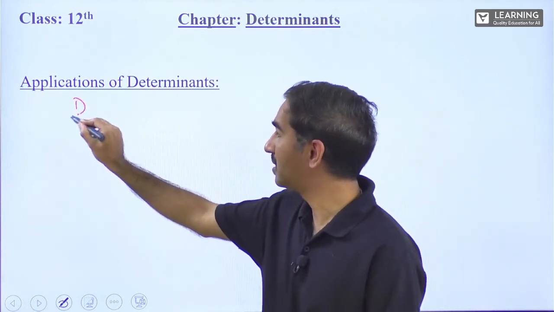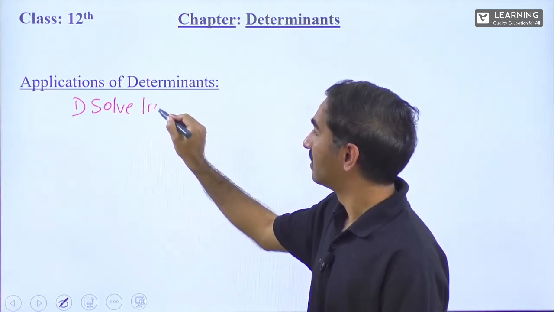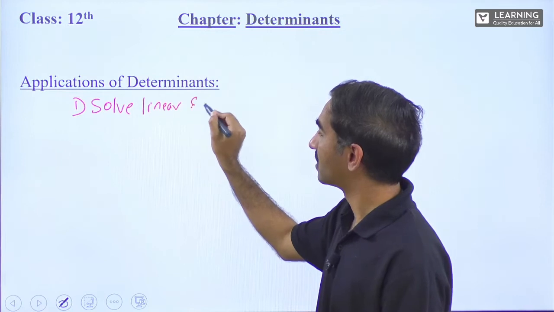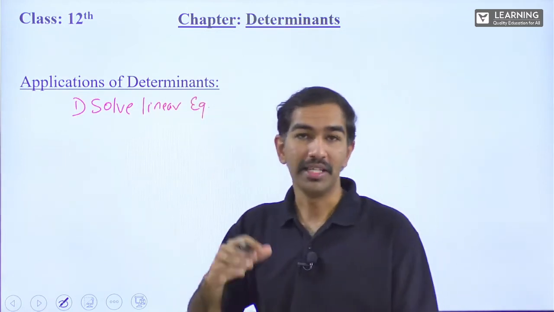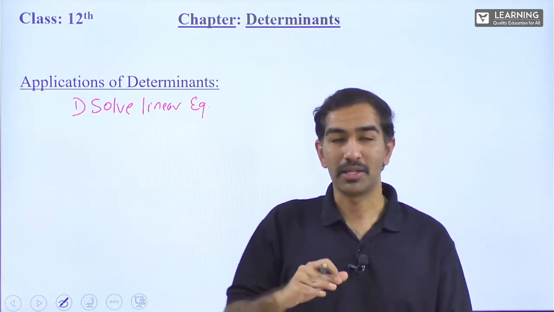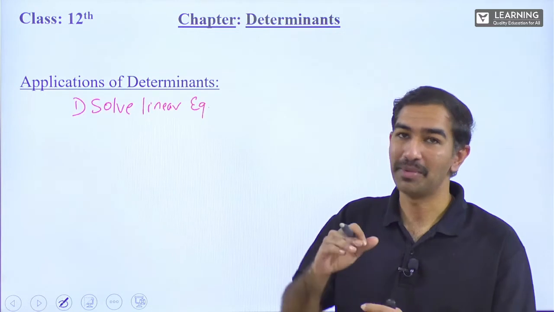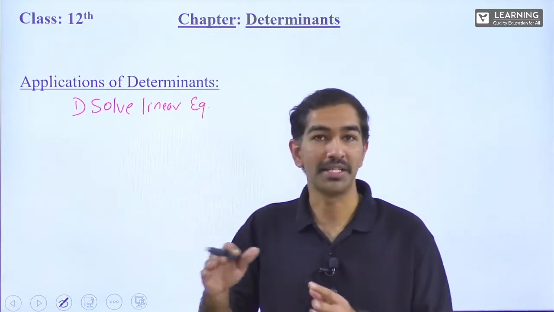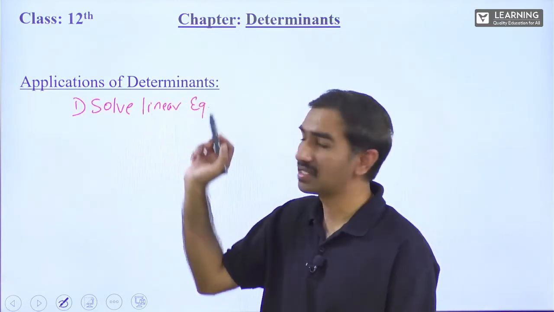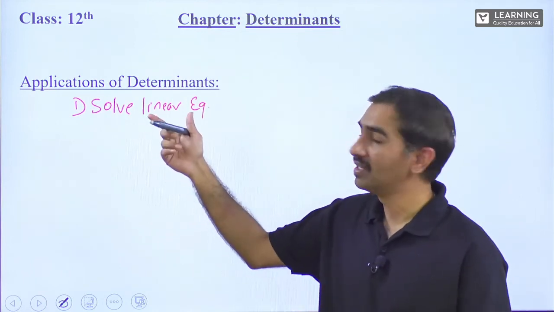The very first one is to solve linear equations. Linear equations can also be solved by the elimination method as well as the cross multiplication method, which you have studied in your class 10th. By that method also we can solve linear equations, but we have studied determinants, right? So by using determinants, we are trying to solve linear equations.